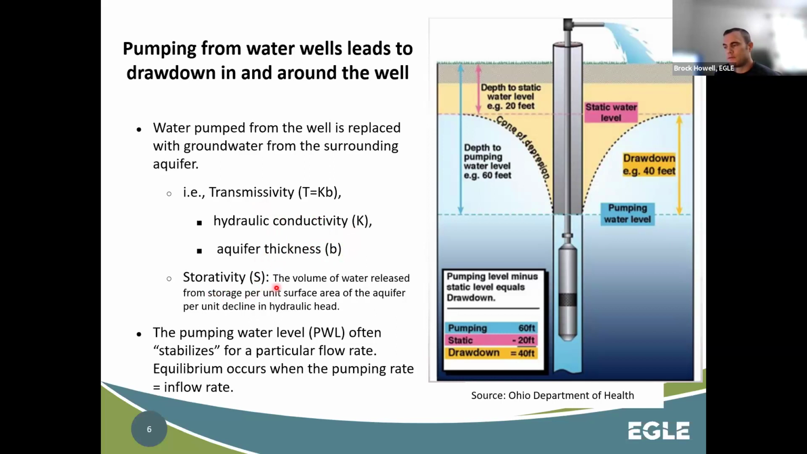And then storativity is the volume of water released from storage per unit surface area of the aquifer per unit decline in hydraulic head. So for every foot we go down, for a foot by foot rectangle, you go down a foot, how much of that was discharged? The pumping water level down here, as this diagram shows, will often stabilize for a particular flow rate.